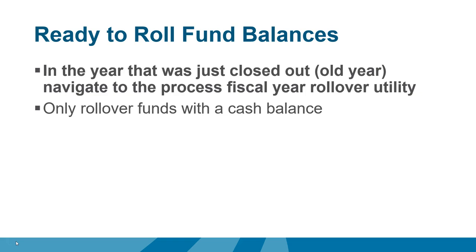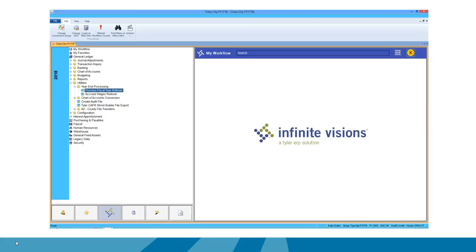So now, once you've gone through that process and you've cleaned up your chart of accounts, we can actually now start the rollover utility. This is performed in the year in which we're closing out. So consider this your old year, the year in which you just finished your AFR. You'll find this utility by going through your general ledger, utilities, and process fiscal year rollover.